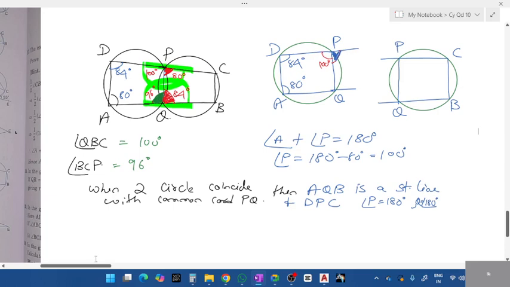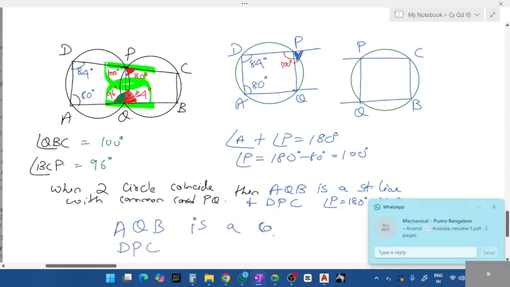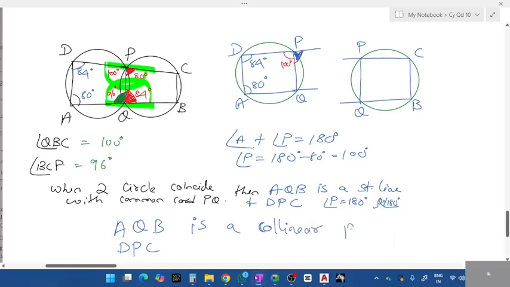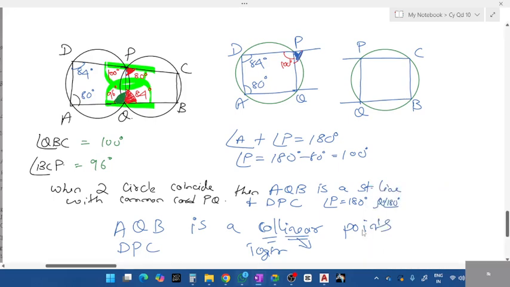I mean, not concentric. When two circles are given and we get a straight line, we call A, Q, B collinear points. A, Q, B is collinear, which means they lie on a straight line. A, Q, B or D, P, C are collinear points. Co means together, linear means line. Together they lie on a straight line. That's the meaning of collinear. Therefore, it is equal to 180 degrees.